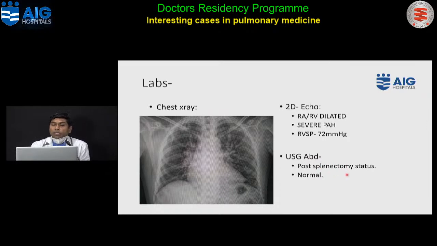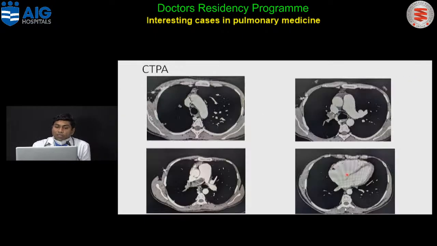Since this patient underwent a splenectomy at AIG earlier, he came with hope that we might solve his problem of breathlessness, because at the earlier hospital he was told that there is no permanent cure for that. That was the reason why he came here, and to our surprise, this was the CT finding we found. You can see that this is the arch of aorta, and this is the superior vena cava, and you can see that there is a thrombus in the pulmonary artery.